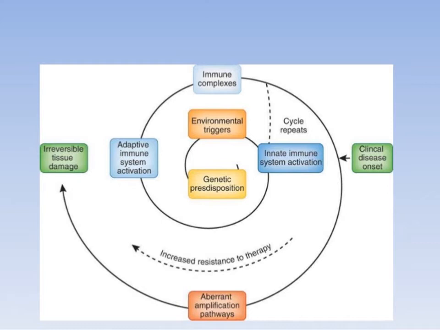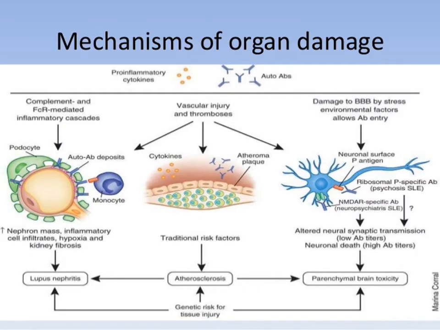And these antigen-antibody complexes then trigger the clinical disease, and there is a remitting and relapsing course. The disease course gets settled and reactivated after a certain period of time, and that results in irreversible tissue loss and can lead to atherosclerosis as well. Similarly, these antibodies can cross the blood-brain barrier and can cause parenchymal brain toxicity.